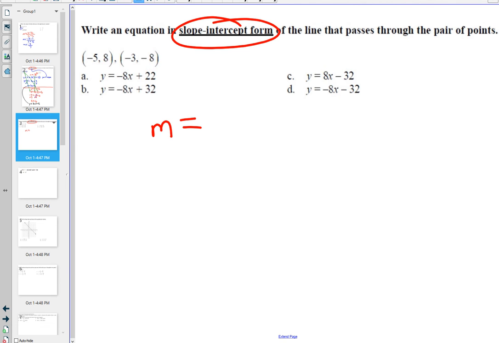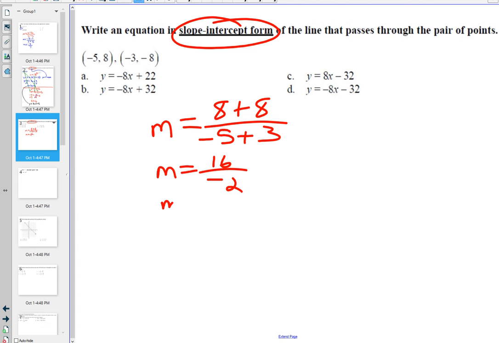Kayla, how am I going to find slope? Slope formula, yes. Subtract the y's. So the first y is 8, change the sign of the second y, so plus 8. The first x is -5, change the sign of the second x to +3. That gives me 16 over -2, and that's -8.